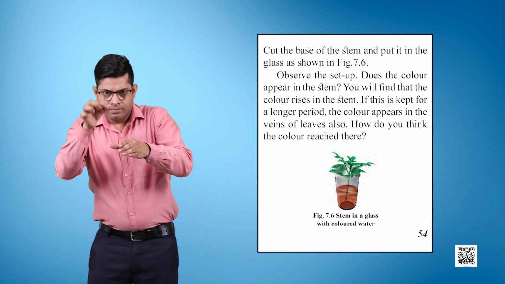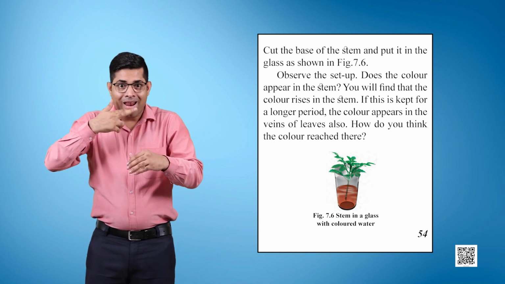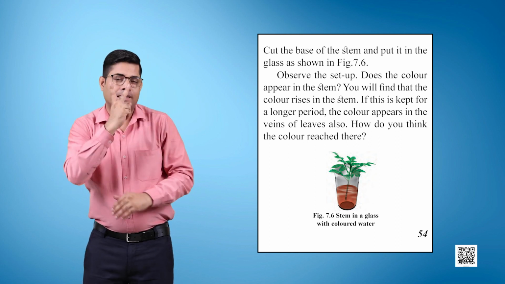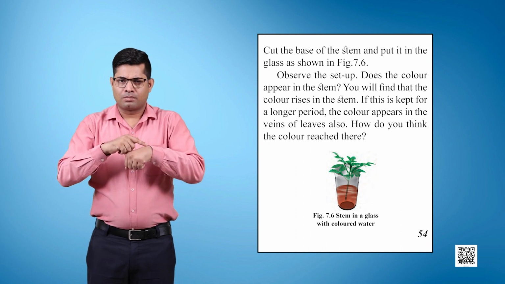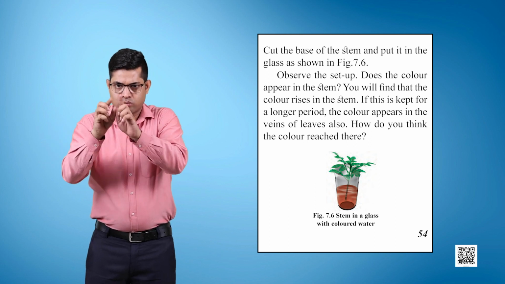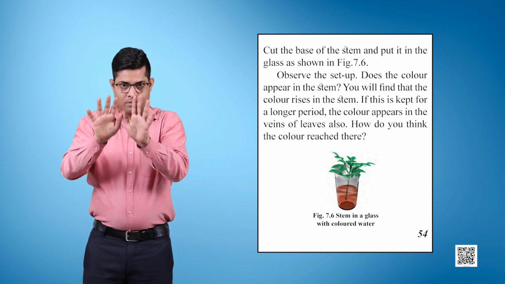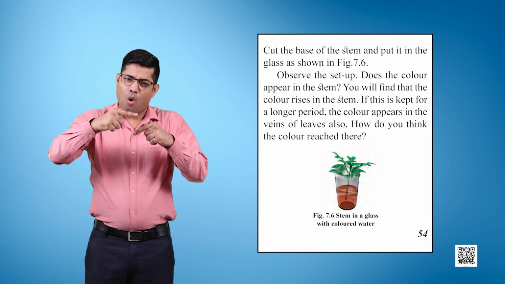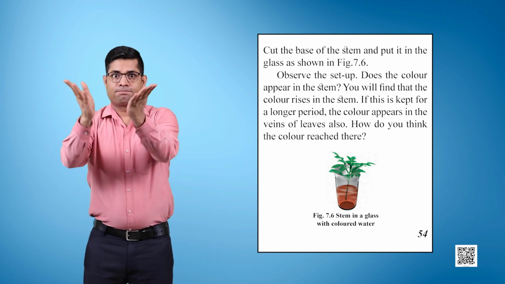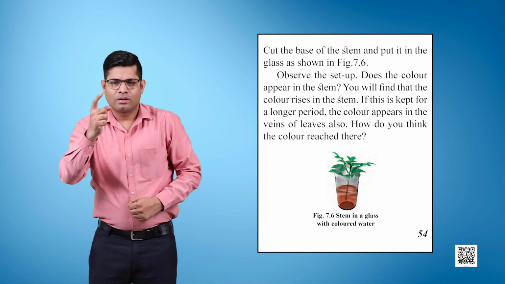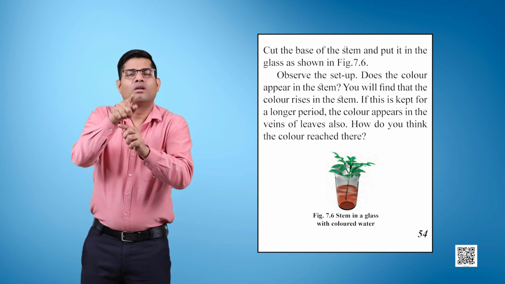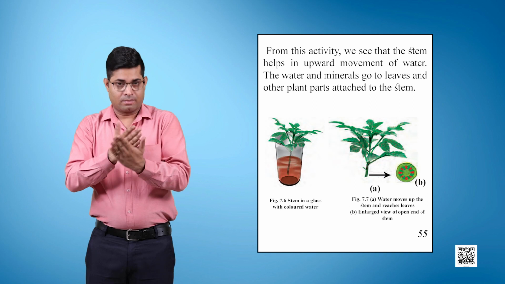Observe the setup. Does the color appear in the stem? You will find that the color rises in the stem. If this is kept for a longer period, the color appears in the veins of leaves also. How do you think the color reached there?